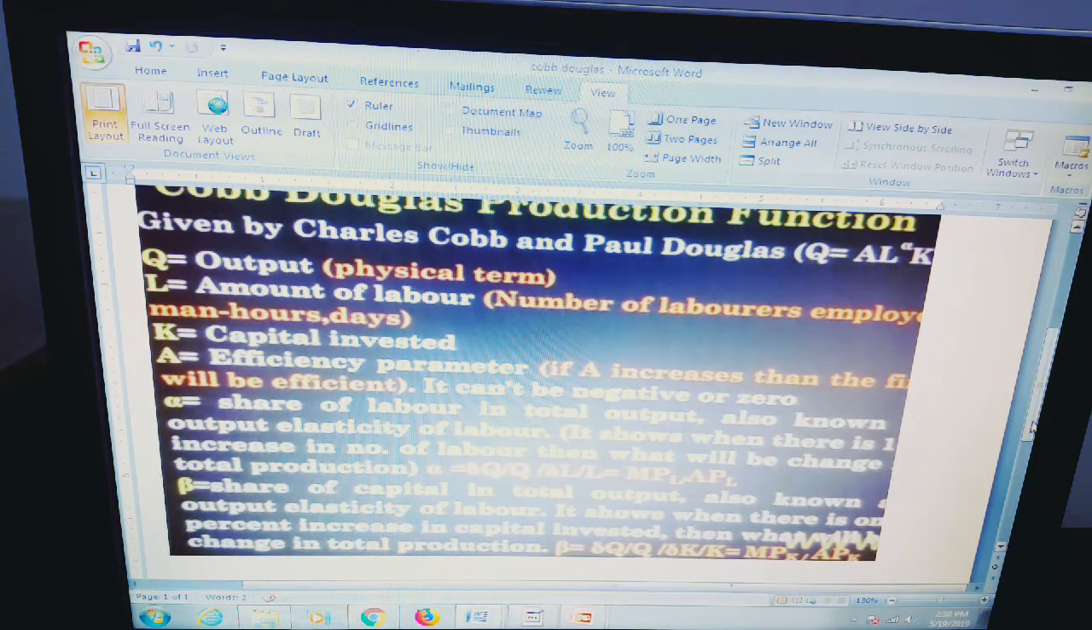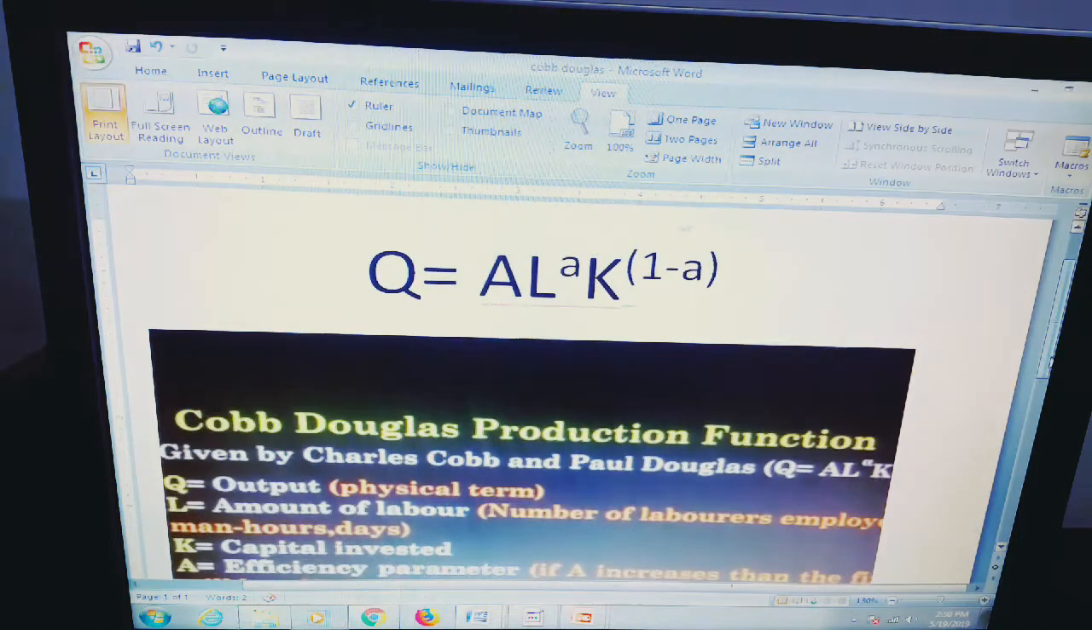And here I have scrolled down. The entire slide is now right in front of you. This is what you have to learn. I'm sure you understand what this is. It's very, very simple. Quantity that you produce depends on labor and capital, and A is the efficiency of the firm, and the small a is the contribution of labor, and the beta, which is 1 minus a, is the contribution of capital. Okay, so that's it. Thank you very much.